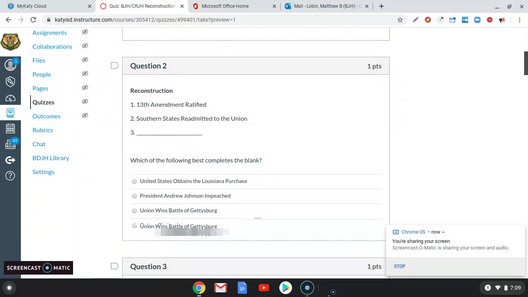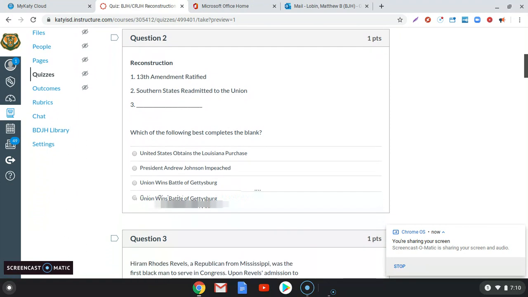Question 2. Reconstruction. 1. 13th Amendment ratified. 2. Southern states readmitted to the Union. 3. Blank. Which of the following best completes the blank? United States obtains the Louisiana Purchase. President Andrew Johnson impeached. Union wins Battle of Gettysburg. Cotton gin leads to an increase in slave trade.